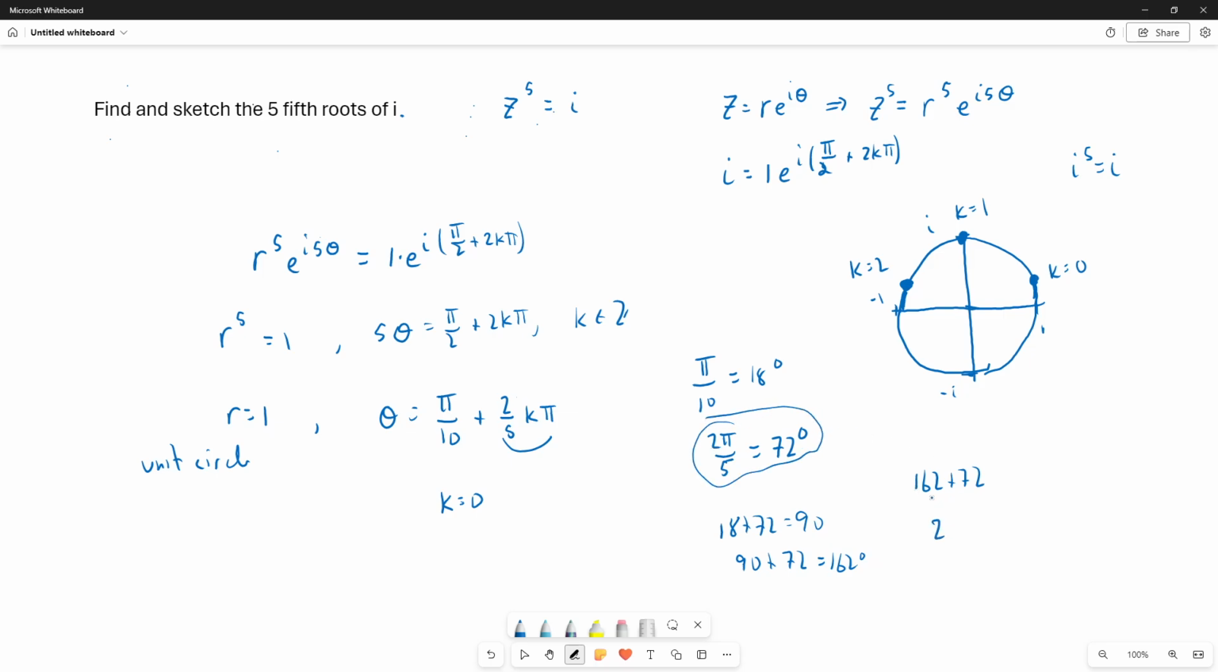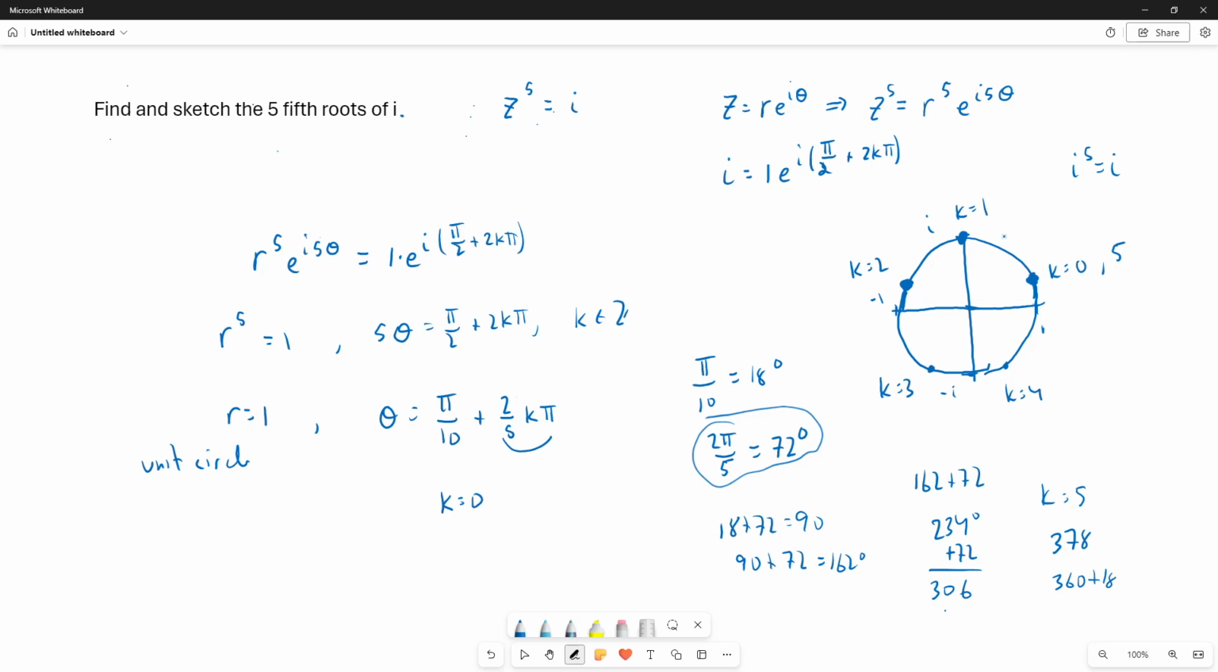So this is 234 degrees, which is somewhere over here, k equals 3. And then when k equals 4, we have to add another 72 degrees to this. So that's 306 degrees. That's k equals 4. And k equals 5, we have to add another 72 degrees to that. That makes 378 degrees, which is the same as 18 degrees. 360 plus 18 makes 378. So k equals 5 is the same as k equals 0.